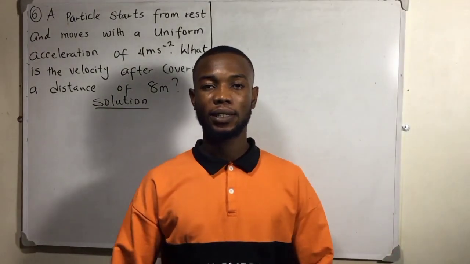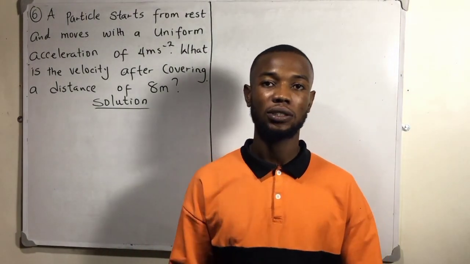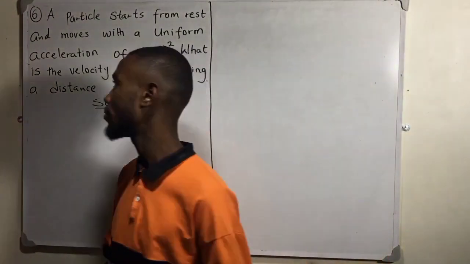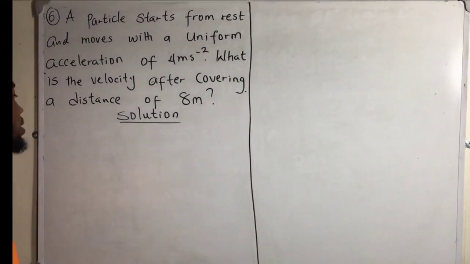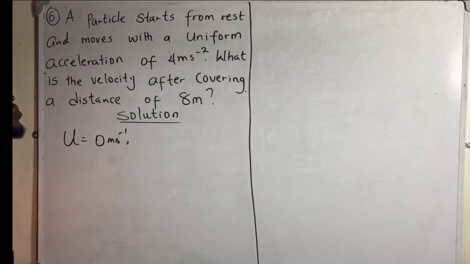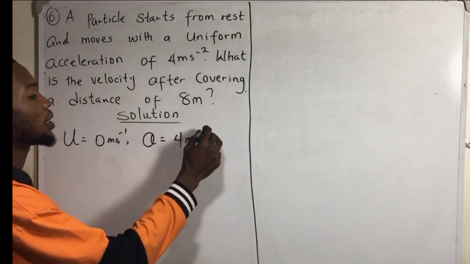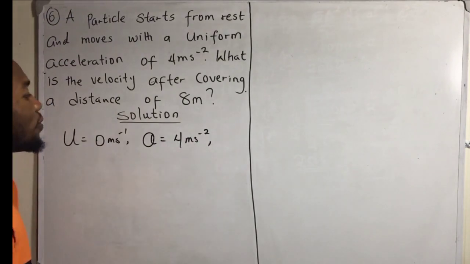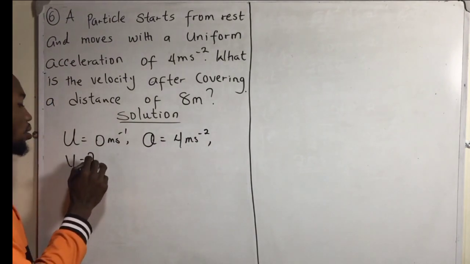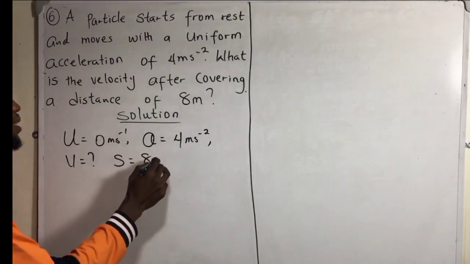Welcome back, guys. We have another question we are going to treat now. Let's go ahead and quickly wrap it up and see what we have. A particle starts from rest. Our initial velocity is 0 meters per second and it moves with a uniform acceleration of 4 meters per second squared. So we have our acceleration to be 4 meters per second squared. What is the velocity, v, which is unknown, after covering a distance of 8 meters?